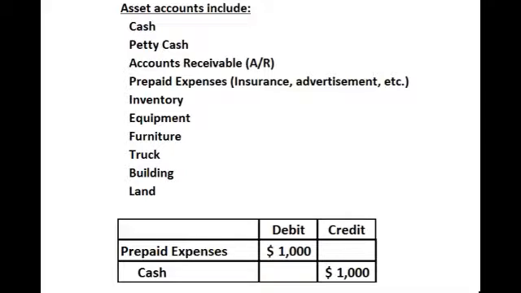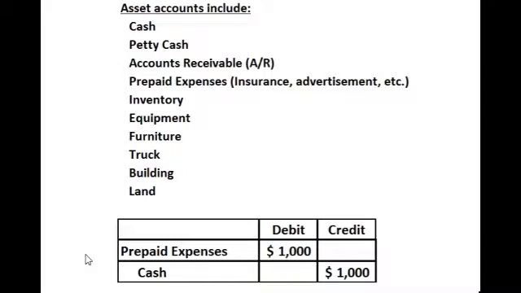Okay, let's go back to our debit and credit rules. So take a look at this. So if we say we paid prepaid expenses $1,000 with cash, we could put it in a journal format like this. We debit prepaid expenses to notate our prepaid expense account balance went up by $1,000.